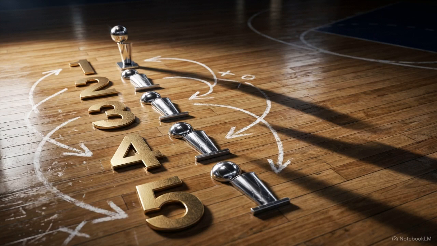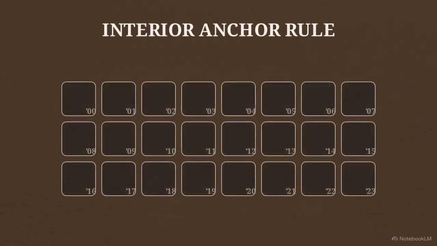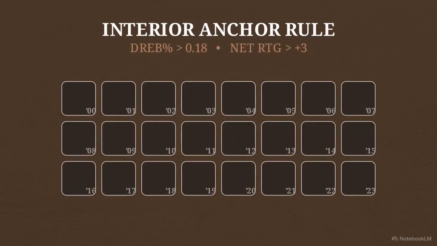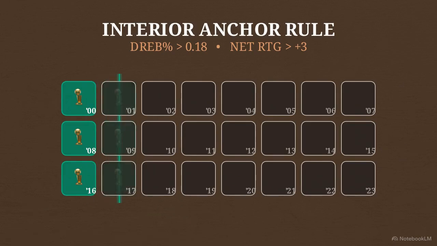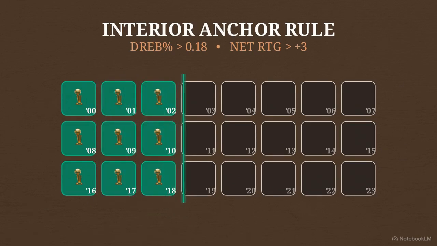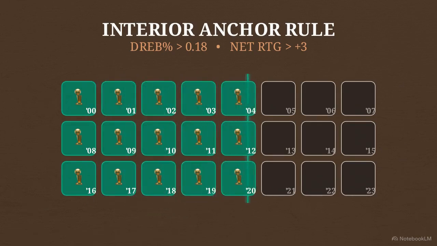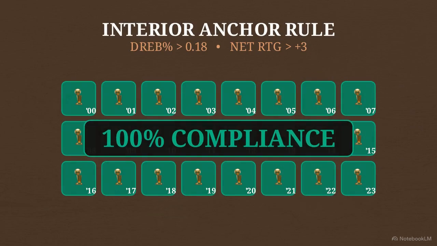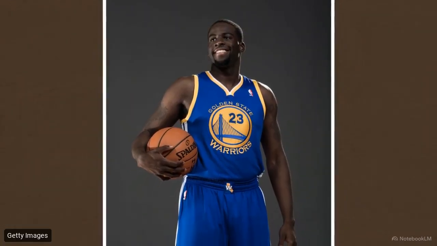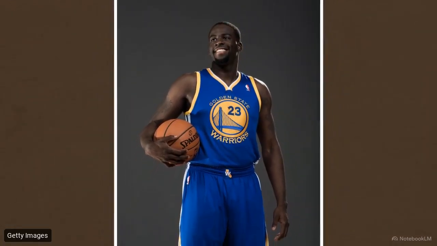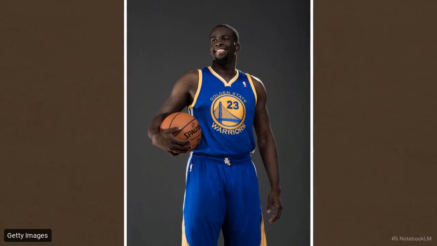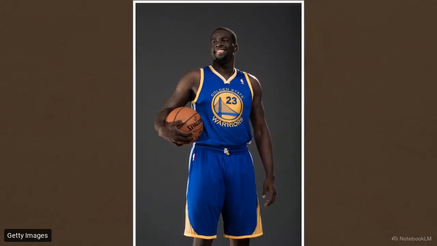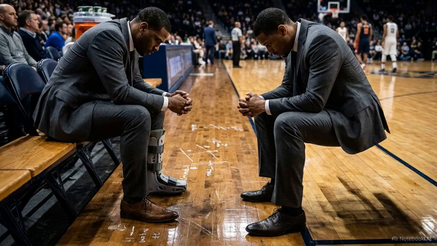That anchor requirement feeds directly into the ultimate team-level filter, the roster quality score. Every single championship team since the year 2000 has ranked in the top 5 of this metric among playoff teams. Look at this 24-season data matrix. It illustrates the interior anchor rule. To win a title, you must roster a big man who secures defensive rebounds at an elite rate and maintains a net positive impact. The compliance rate is 100%, 24 out of 24.